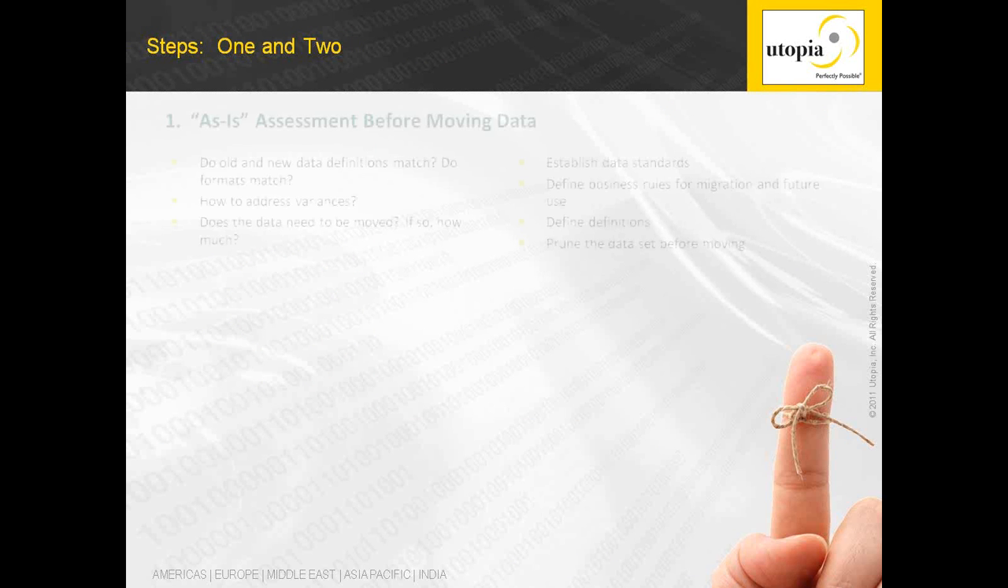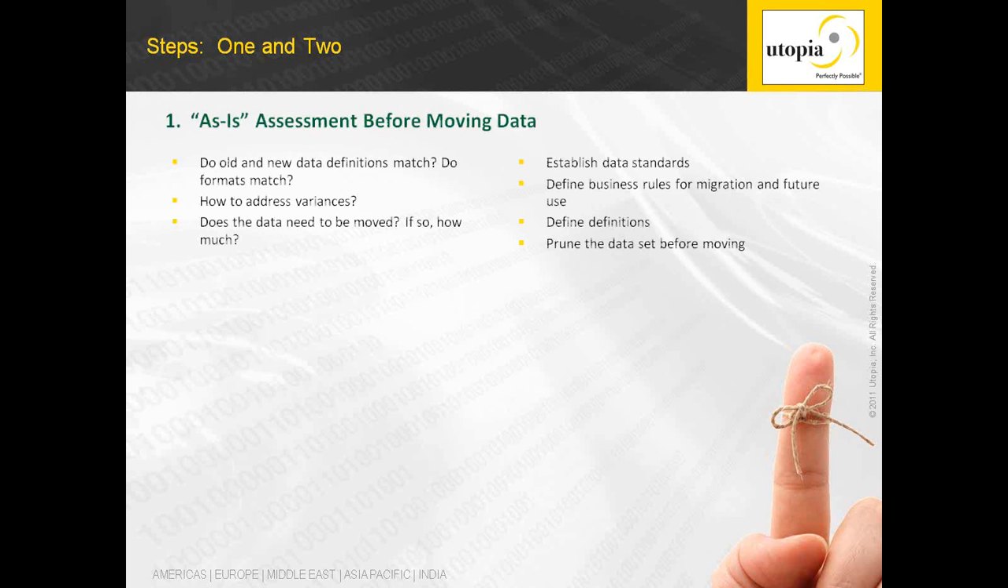So let's have a talk about the first step. One of the first steps is to understand exactly what the quality is of the data that you've got in your legacy system now. How well do the definitions that you've got in your legacy systems match the definitions that you're going to need in your new system?